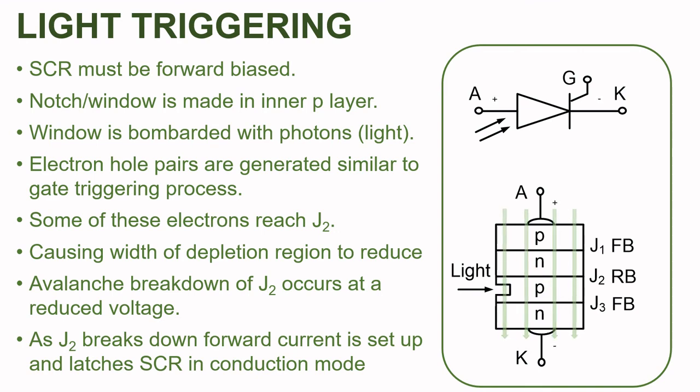Once the avalanche breakdown of junction J2 occurs, a free carrier movement will start from anode to cathode, which leads to forward anode current, and the SCR will turn on. Once the SCR is turned on, even if we remove the light signal, then the SCR will remain under the conduction state.